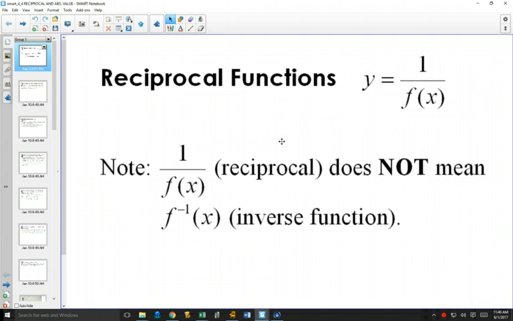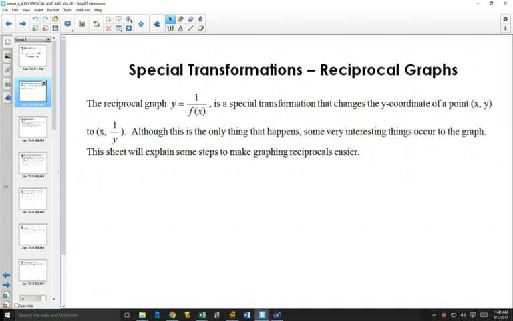So you have these notes. What happens? Well, first of all, your 1 over f of x graph does not mean the same as f inverse. So inverse function and 1 over f of x are not the same thing. All the 1 over f of x graph is doing is taking any point on your original graph, which is on the bottom, and the only transformation that you're going to do is change all of your y values to 1 over y. That's the only thing that happens.